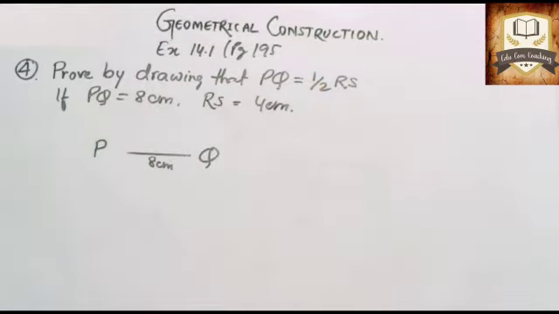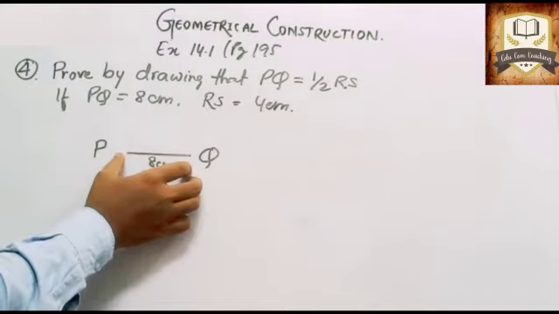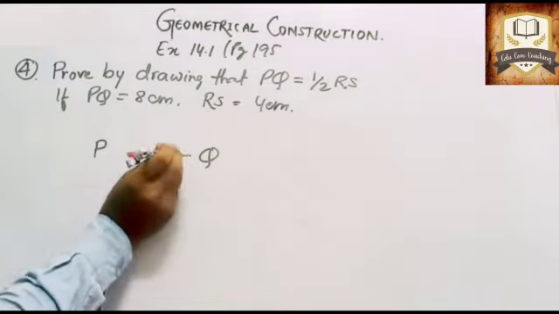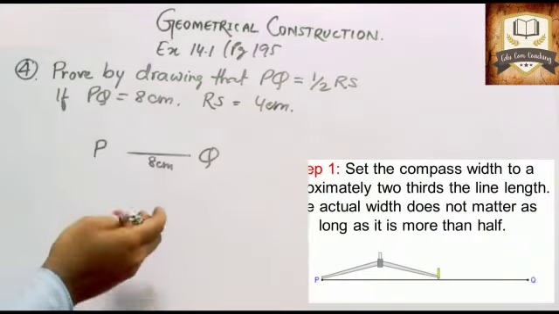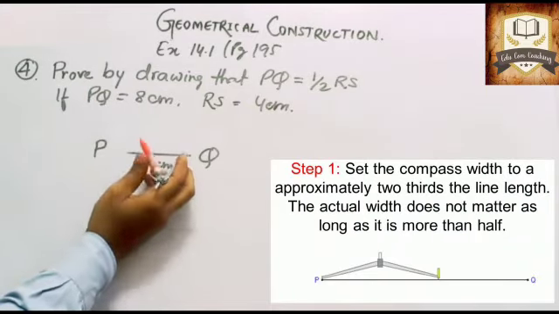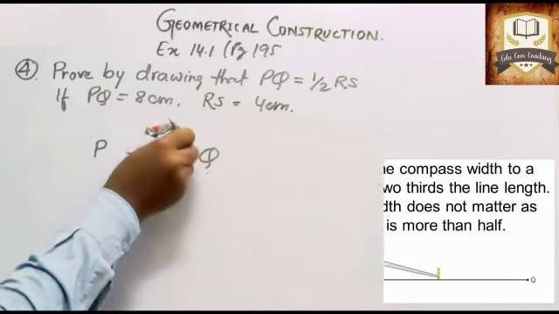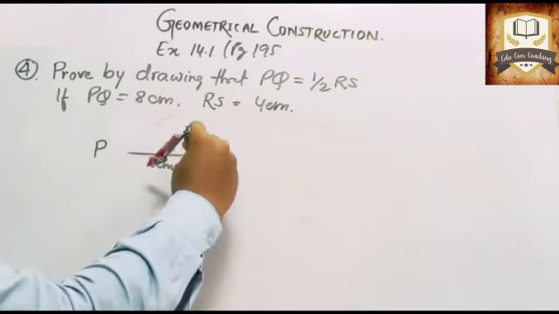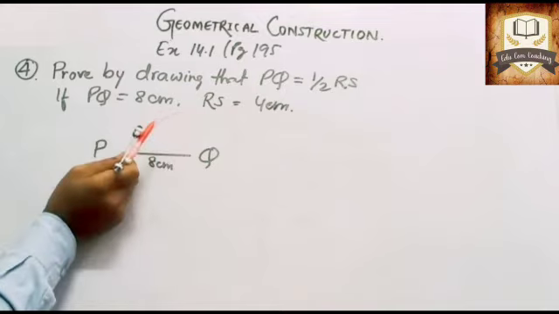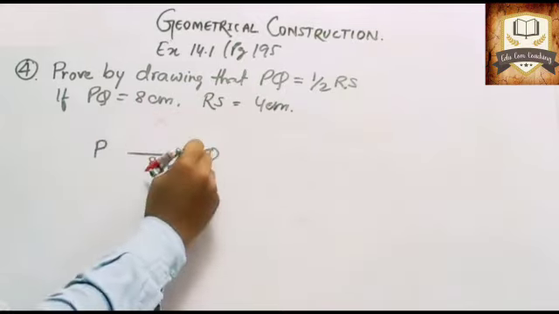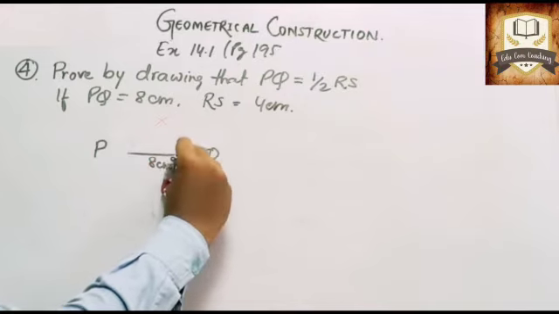So for that you have to bisect this line with the help of a compass. First take an arc that is more than half. Okay, now place the iron point at this point and cut it like this. Okay, we have to repeat this at the bottom side also.